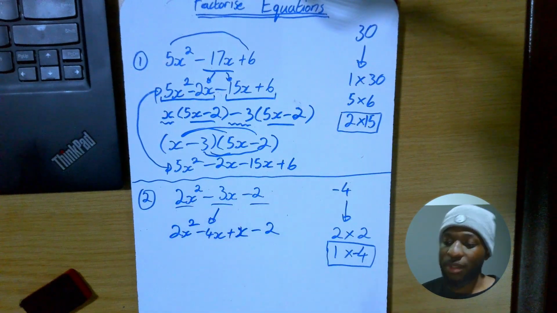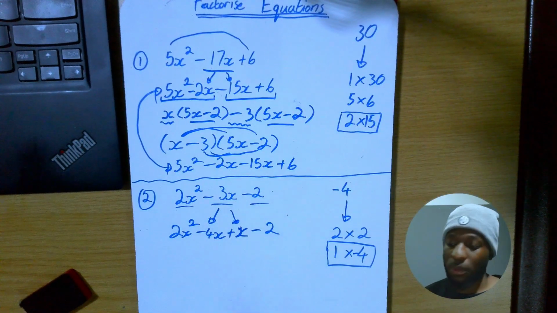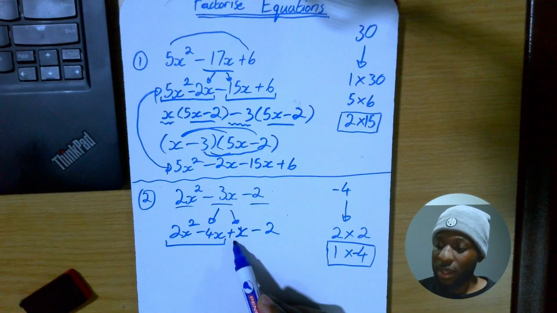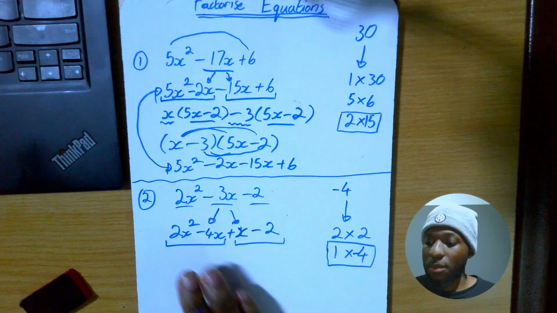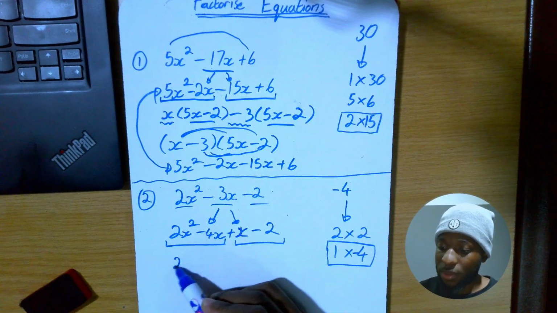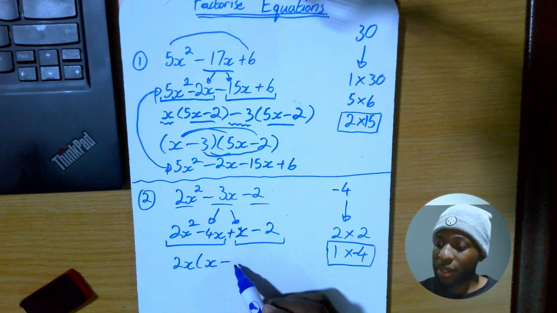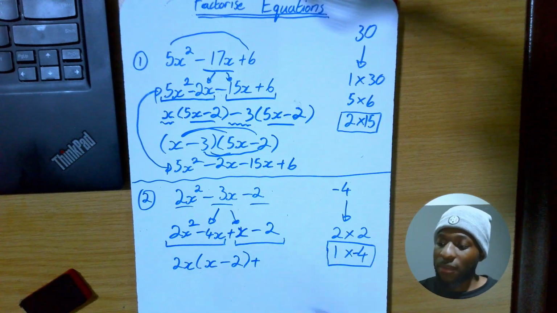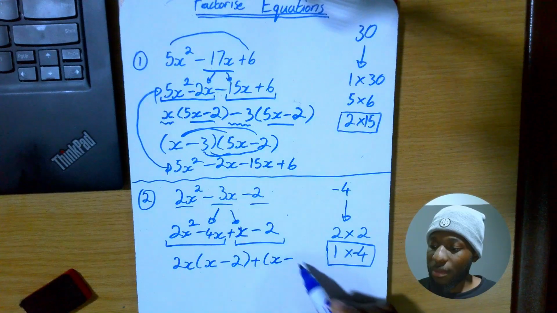Now we just broke this down again. We'll do the same thing we did at first. We'll factor this section, then finally factor that section. The common factor in this section would be 2x, and the brackets will be left with x minus 2. Plus, now here there is no common factor, so we'll just have x minus 2.